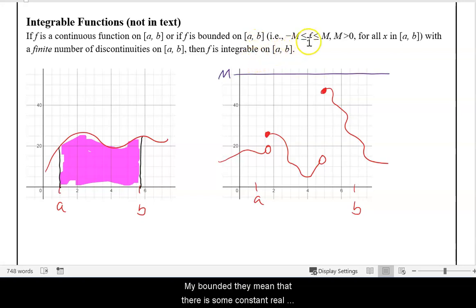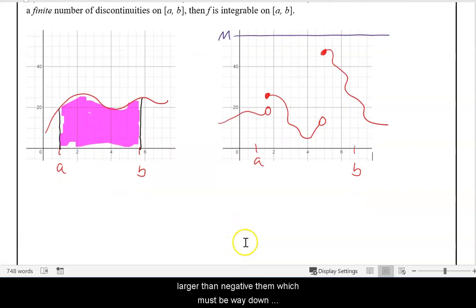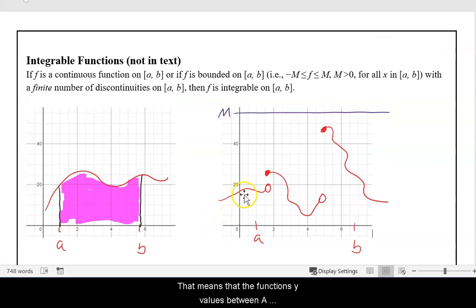By bounded, they mean that there is some constant real number, m, where m is positive, such that the function values are between m and negative m. For convenience, I've listed my function as being strictly greater than 0, which of course implies it must be larger than negative m, which must be way down here somewhere. That means that the function's y values between a and b are in fact bounded between negative m and m.